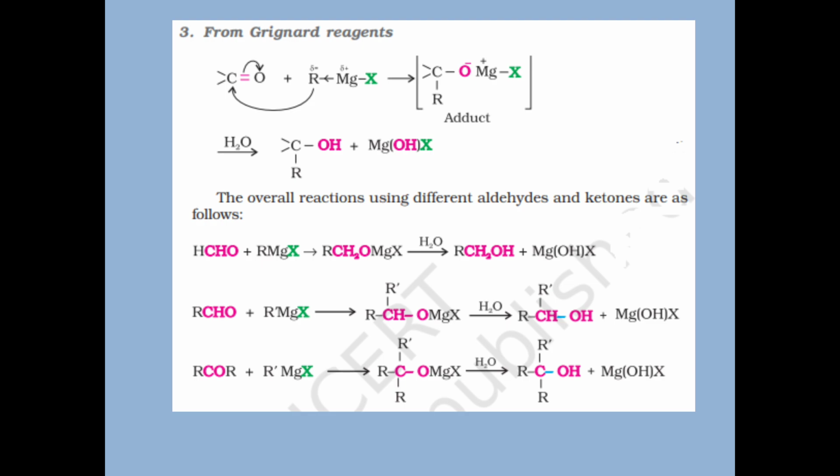Now from Grignard reagent. The Grignard reagent RMgX, when it reacts with a carbonyl compound, will give an alcohol. Formaldehyde will give a primary alcohol, and if an R group is present, an aldehyde will give a secondary alcohol, and if a ketone group is present, it will give a tertiary alcohol.